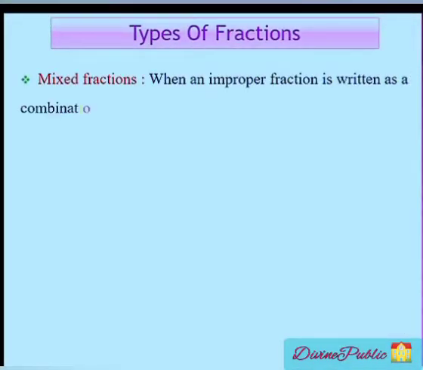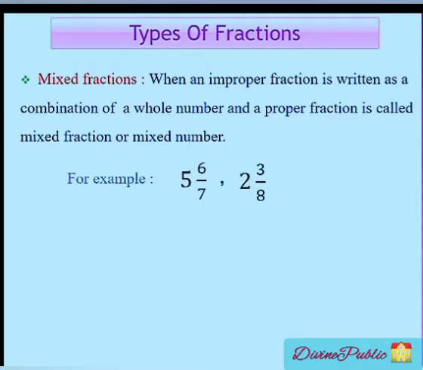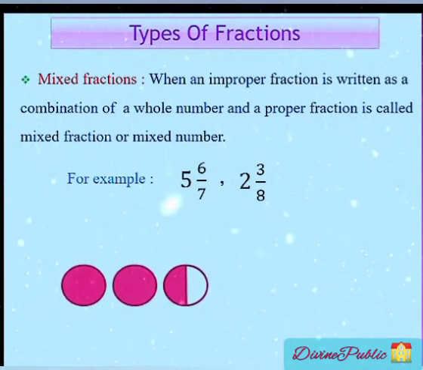Mixed fractions. When an improper fraction is written as a combination of a whole number and a proper fraction, it is called a mixed fraction or mixed number. For example, 5 and 6 by 7, 2 and 3 by 8 and so on.